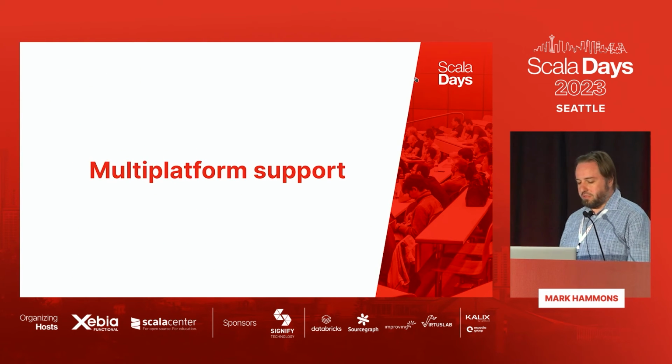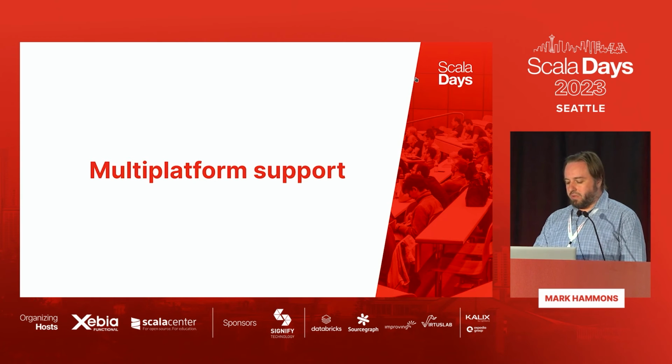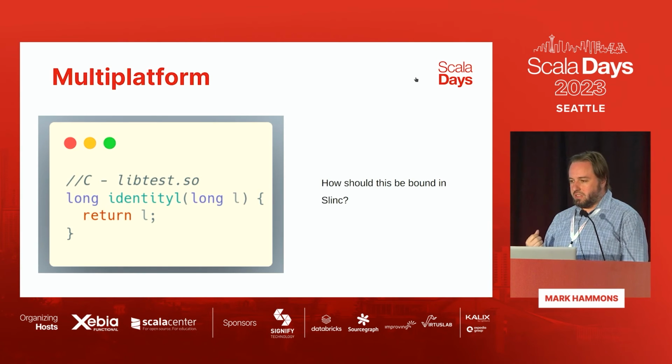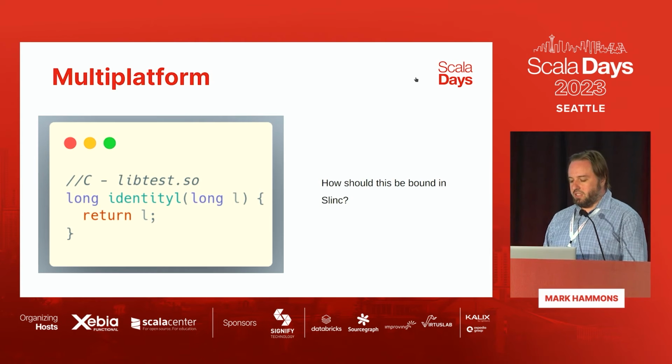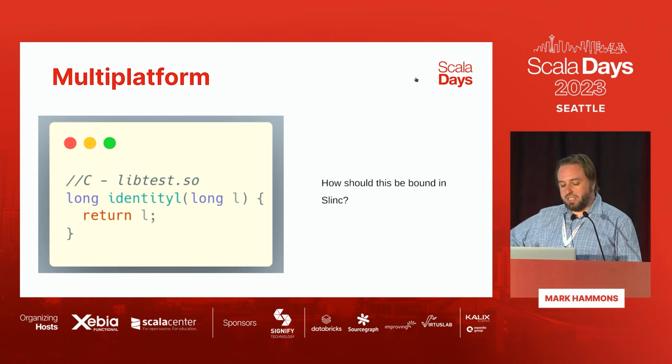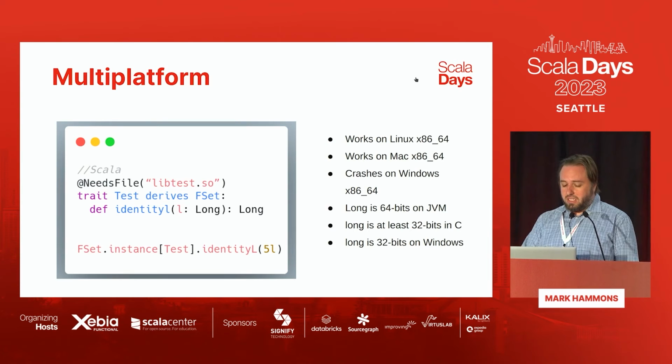I also mentioned multi-platform support for Slinc, and what I mean by that is in Java, generally, we can write our code once, and in theory, it will run on pretty much every platform. The same doesn't work so well for C. So, for example, we have this very simple function definition in C. You pass in a long, you get a long as a return. So the question is, how should this be bound in Slinc? You could bind it like this in Slinc.